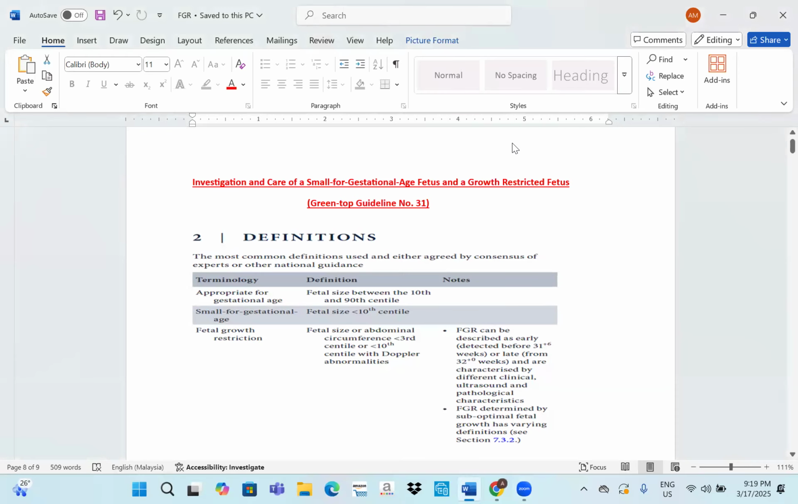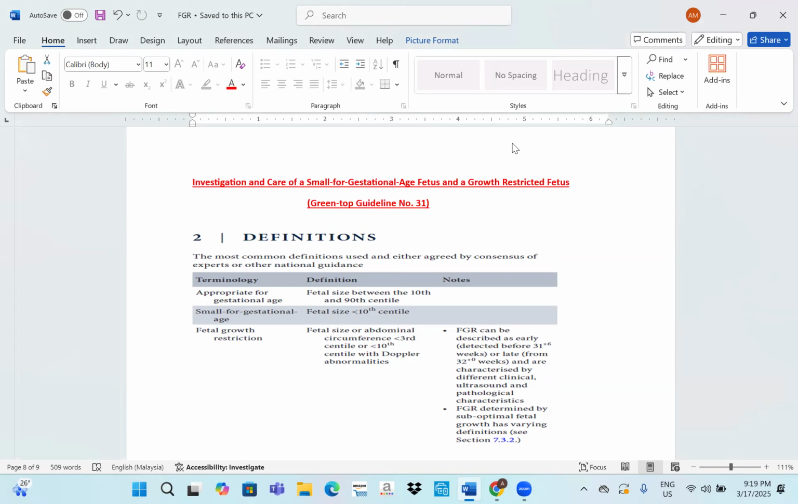Okay. So this is the most recent guideline of RCOG, that is the investigation and care of a small for gestational age fetus and a growth restricted fetus. So there are some changes to this guideline. First of all, they have changed the monitoring, the gestational age for the delivery, and some changes in the definition also.